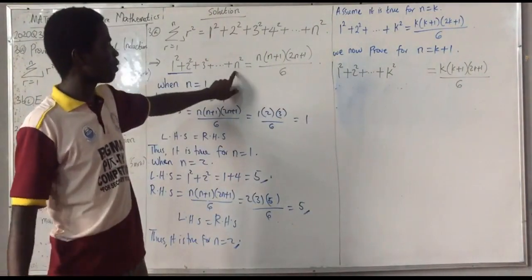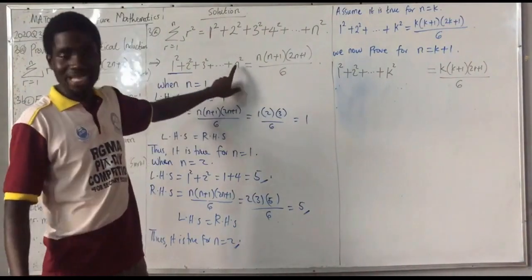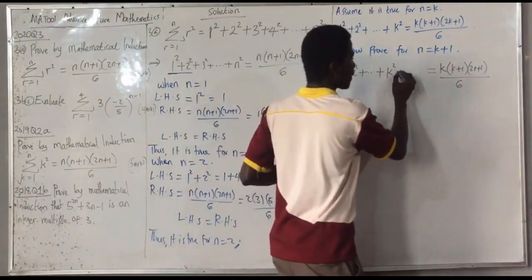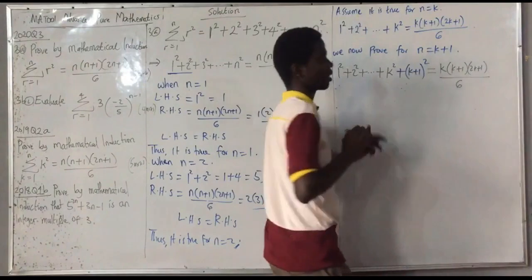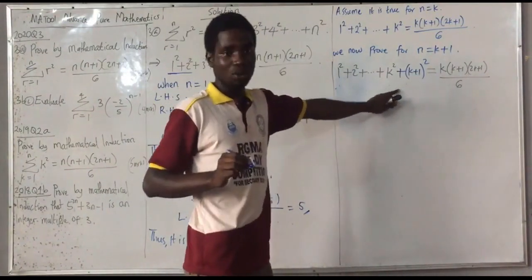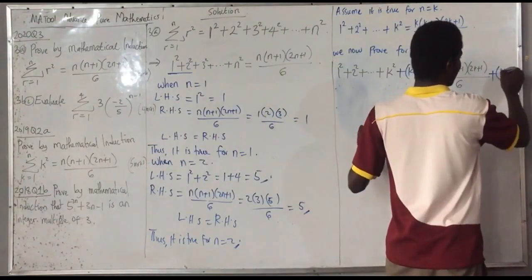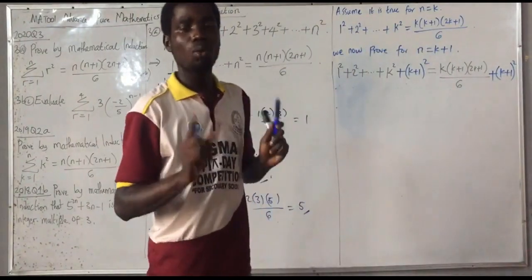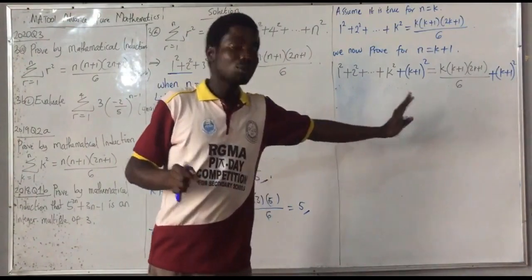Don't forget, this is of the form n square. Assuming it's n cubed, I will add k plus 1 cube. So here I will add k plus 1 all square, that's what I wrote in blue. Whatever you do to the left hand side, you do to the right hand side. Add k plus 1 to both sides. Do you understand? So that is what you want to do.